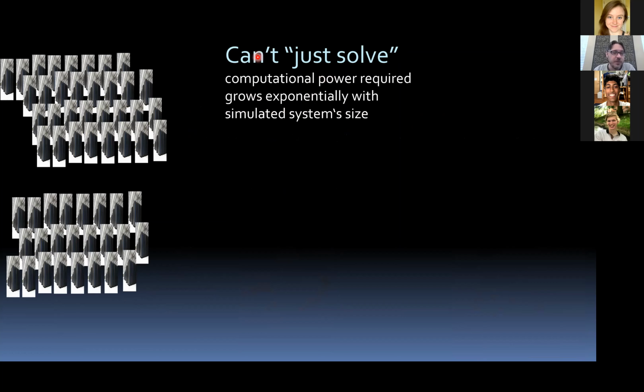And we can't just solve this. The reason we can't just solve it is not just that there are a lot of electrons, like a mole of electrons, which is 10 to the 23 electrons or something, in a tiny chunk of material. It's more than that. It's that the computational power required to simulate these systems grows exponentially with the number of components. So the computational time to calculate even the dynamics or the ground state is going to go like 2 to the number of electrons, or 10 to the number of electrons, which is really bad. You'd like a polynomial scaling.